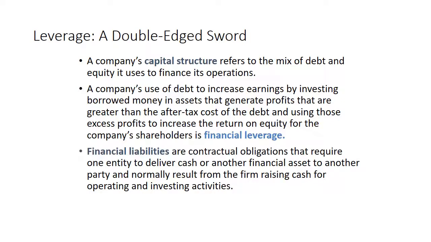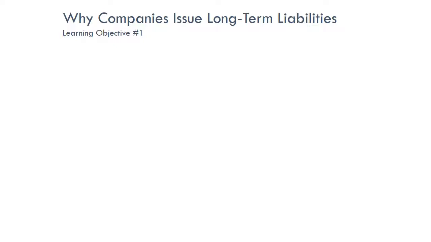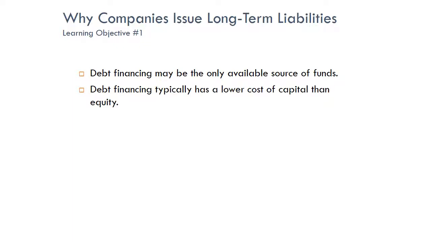Financial liabilities are contractual obligations that require one entity to deliver cash or another financial asset to another party. Now, why do companies issue these long-term debts or liabilities? Debt financing may be the only available source of funds, so they have to borrow money. Debt financing typically does have a lower cost of capital than equity. So interest is usually lower than having to pay dividends. Debt financing offers an income tax advantage because interest you pay on debt is deductible on a tax return, where dividends generally are not, or only a limited amount maybe.